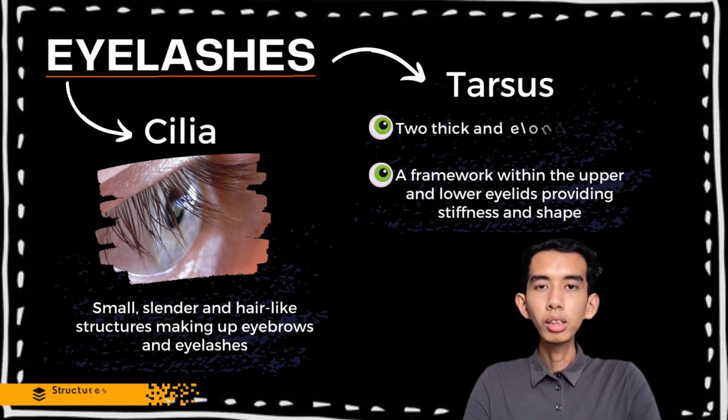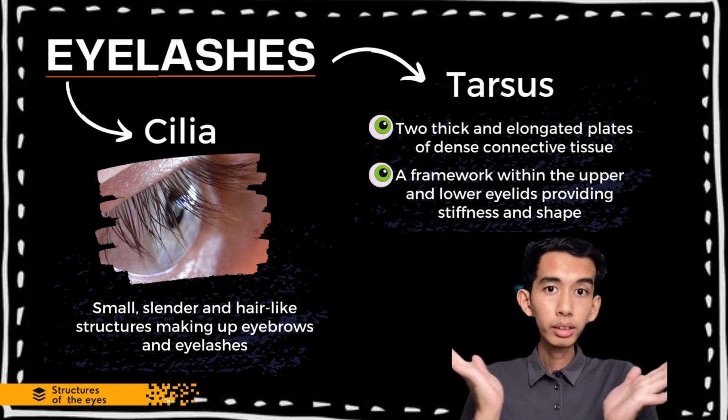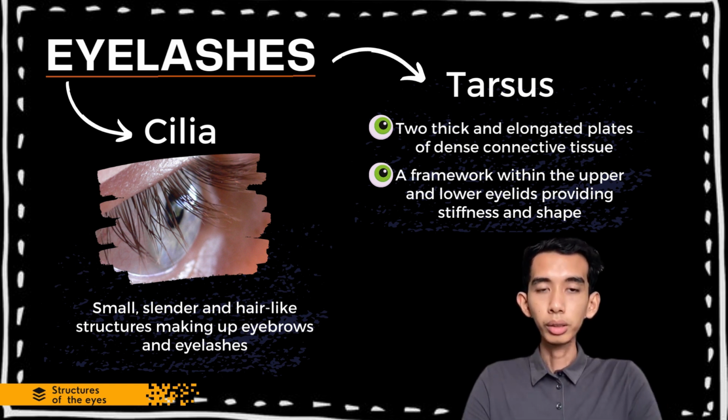Next, cilia. Cilia are small, hair-like structures making up the eyebrows and eyelashes, which play important roles in maintaining normal eye functions. Next, tarsus. What is tarsus? Tarsi are two thick and elongated plates of dense connective tissue, a framework within the upper and lower eyelids, providing necessary stiffness and shape. The tarsus serves as the main structural component of the eyelids.